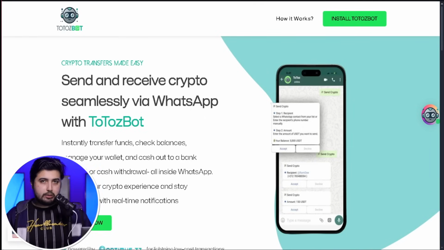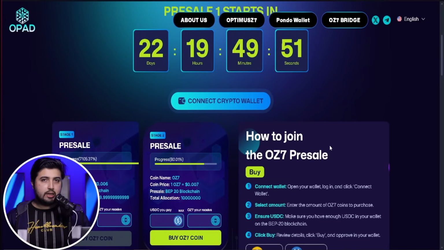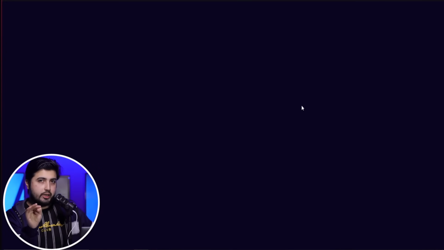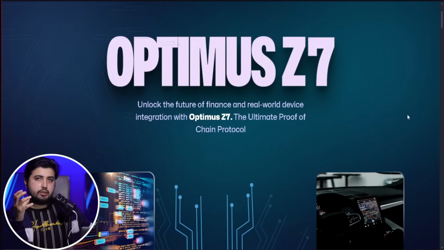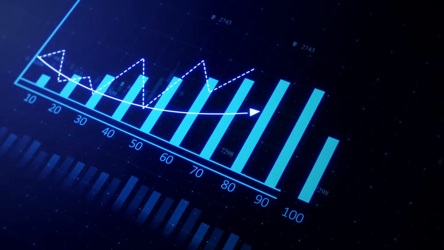We can get early access by participating in the ecosystem early, which is going to give us access to exclusive opportunities like pre-sales and launchpad projects. Now let's talk about why this could be a 100x opportunity. OptimusZ7 combines cutting-edge technology with real-world utility, which is a recipe for massive growth. And here's why I believe this could be a 100x opportunity for early adopters. First of all, we have the first mover advantage. By integrating AI with blockchain, OptimusZ7 is creating a unique niche, which hasn't been much explored before.